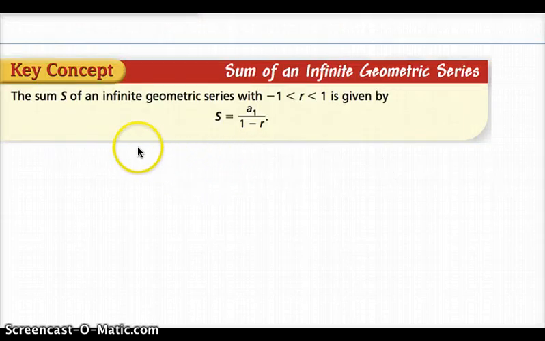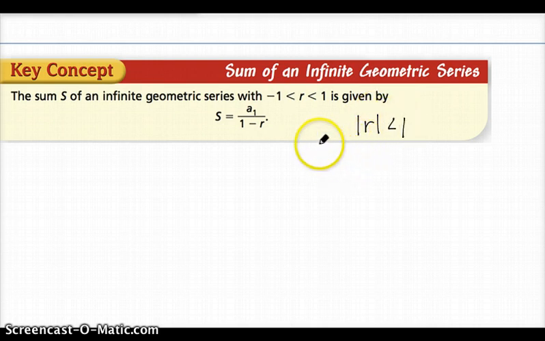When we have an infinite geometric series such that the R value is somewhere between -1 and 1, sometimes this is written as the absolute value of R is less than 1, which really means the same thing, you can find the sum of the entire sequence by this formula. Looks so simple, right? So you can find the sum of the sequence.